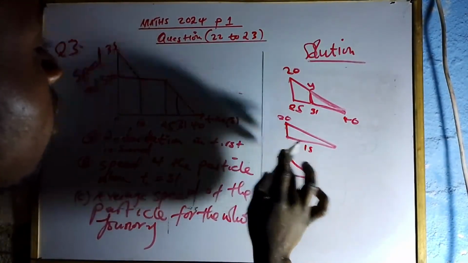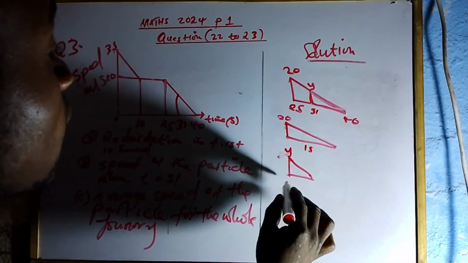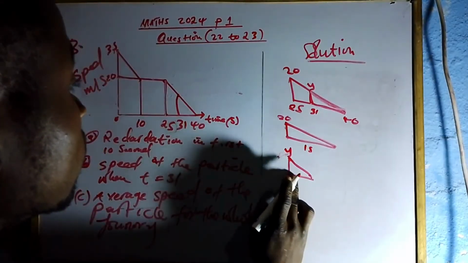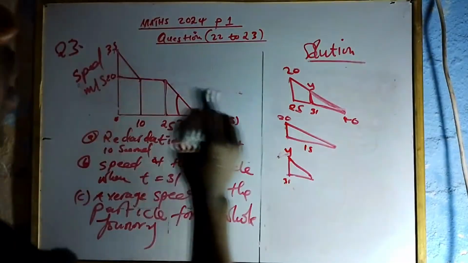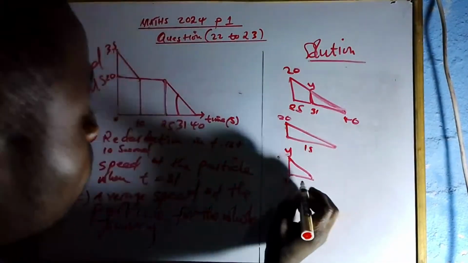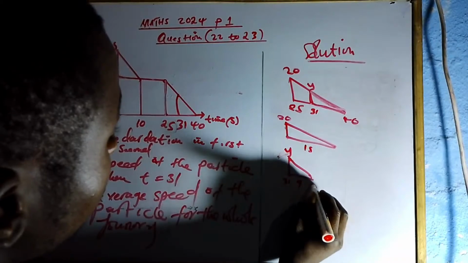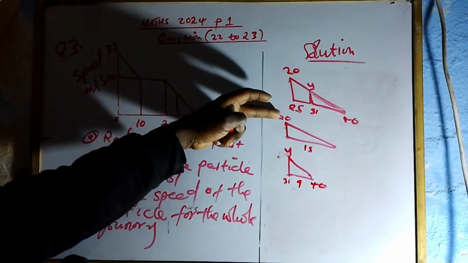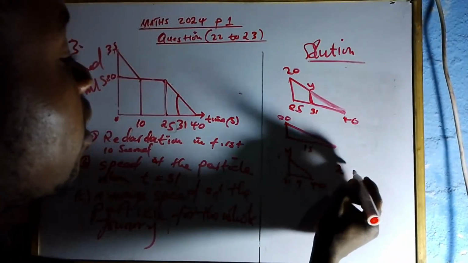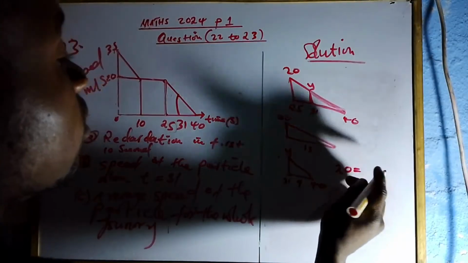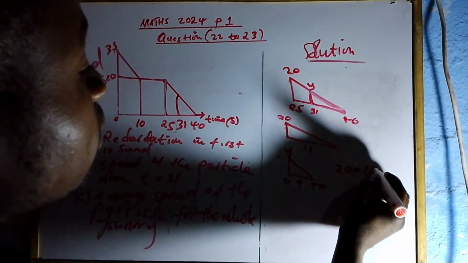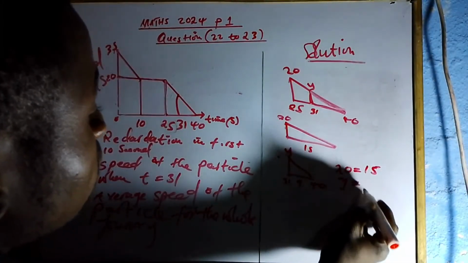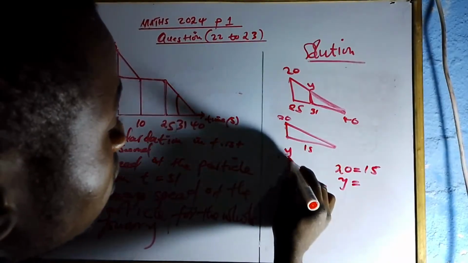Here we have y, 31. When you subtract 40 minus 31, you are going to have 9 here, and here 40. So we are going to use this similarity here. 20 is equal to 15, and the y is equal to this 9 here.